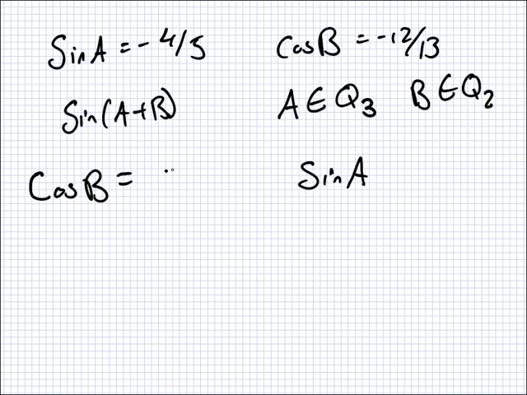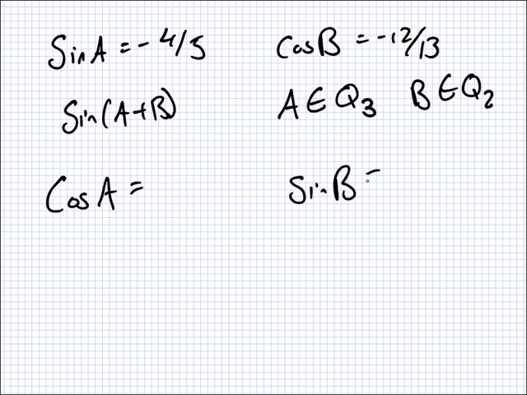Sorry, that was silly. I meant to say cos A and sine B. Alright, so what's cos A? Minus 3 over 5. Yeah, because A is over here, so it's minus. Okay, and what's sine B? 5 over 13. Now, do we need the minus? No, so it's like this.